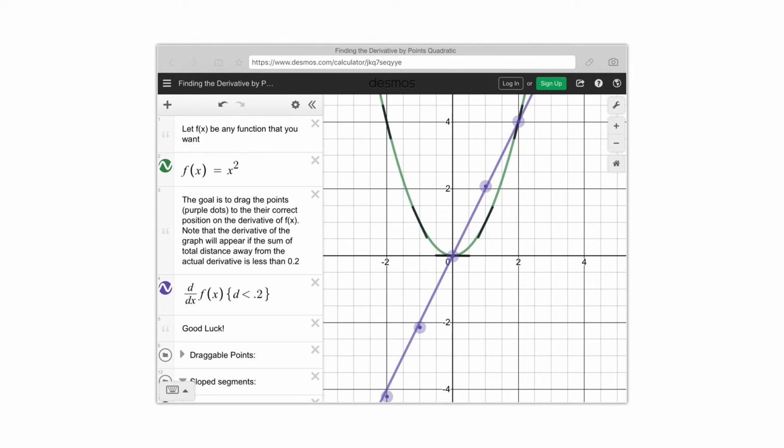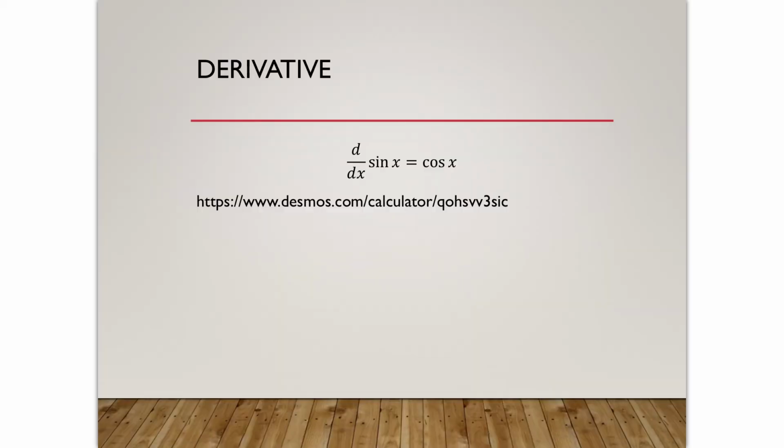Now the transformation is pretty involved. It involves picking points, finding slopes, plotting those slopes, but that is effectively what you're doing, transforming one graph into another graph. So let's look at another derivative. We know the derivative of sin x is cos x. Again, it's hard to see how that would be a transformation.